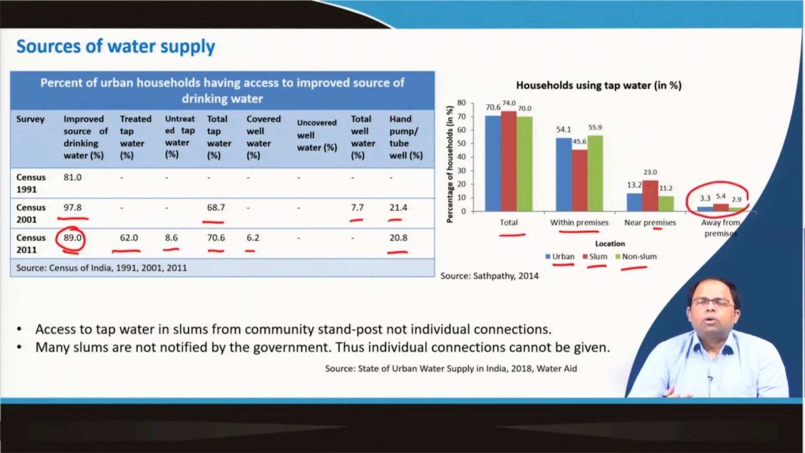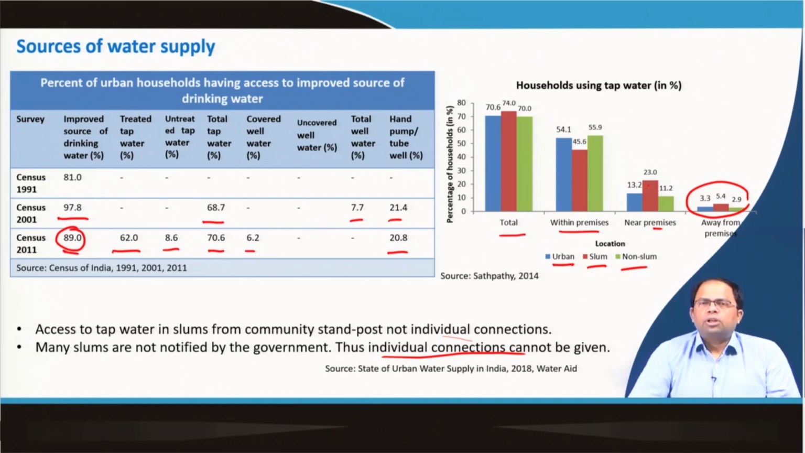So, access to water is also not uniform all throughout. Most access in slums is from stand posts and individual connections, and many slums are not notified by the government. Thus, individual connections cannot be given to these particular slums. So, these are some of the challenges in urban areas which we need to overcome when we determine the supply of water to a particular urban area.